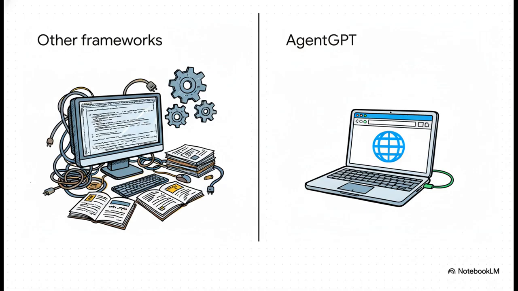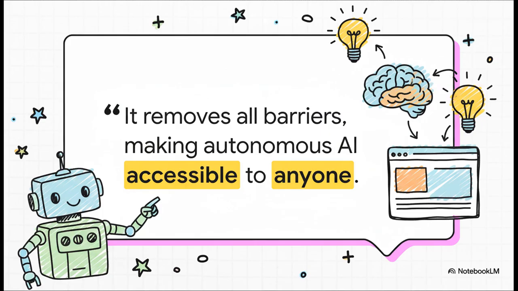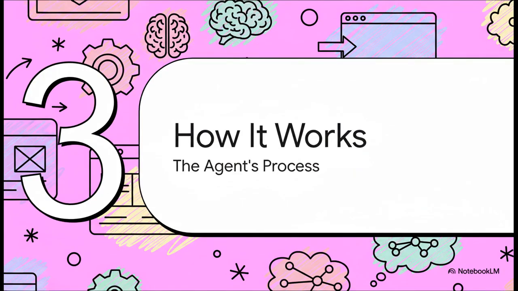Zero friction. And this quote really hits the nail on the head. The goal here isn't to be the most powerful or the most complicated tool out there. It's all about being the most accessible. It's about taking this super advanced technology and just opening the front door so anyone who's curious can walk right in. So, we know it's easy to get to, but what's actually happening under the hood? I mean, how does an agent on this platform actually think and get things done? Let's break down its process.